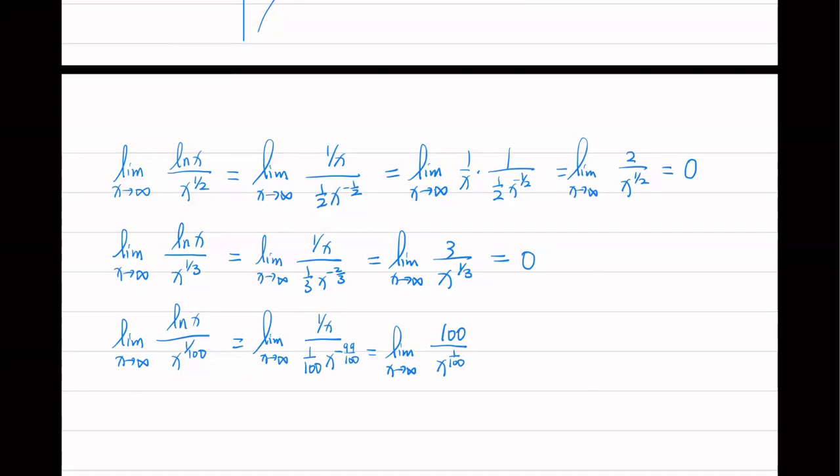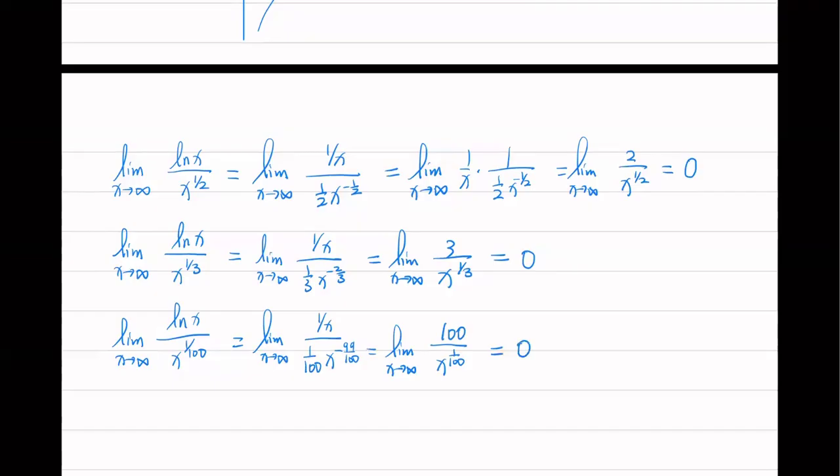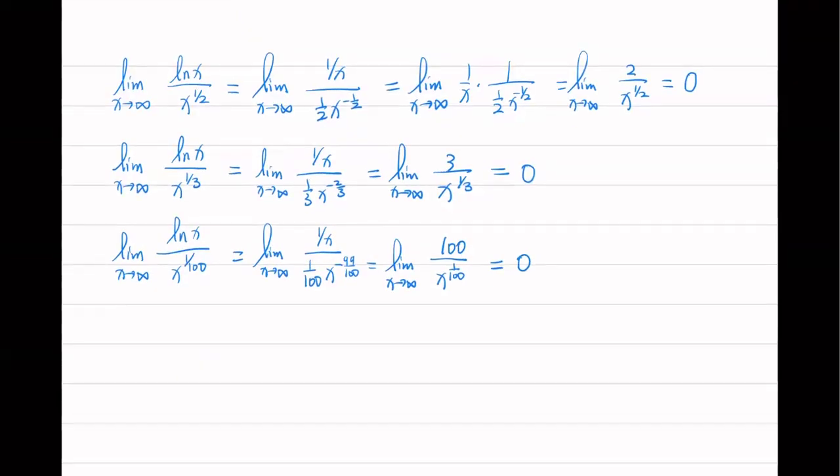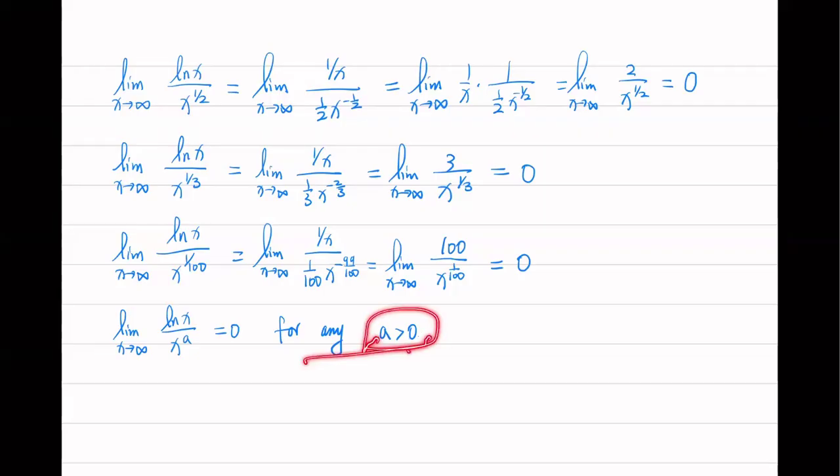What do you get? 0. Okay. Okay, so now we have the general formula and we don't have to use induction. For any positive number, no matter how small it is, as long as it's positive, this limit will be 0. That means the logarithm function grows much slower than even a tiny bit of positive power.